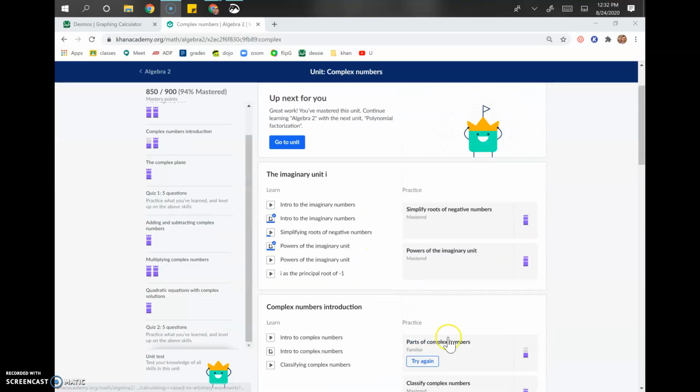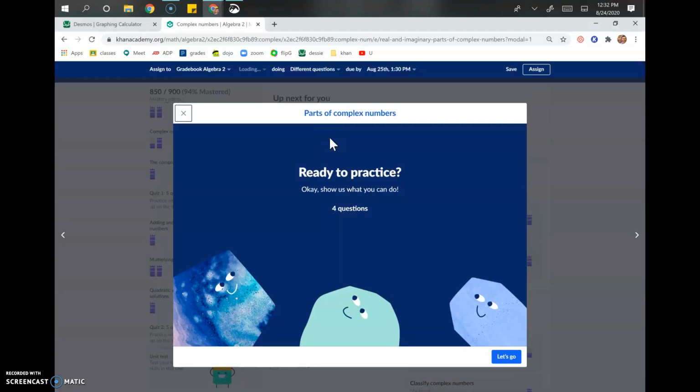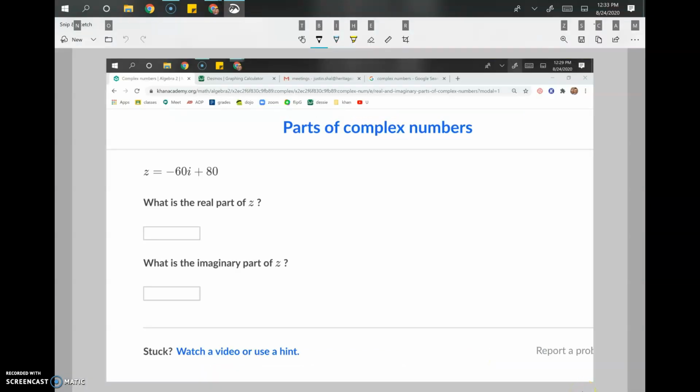Today we're in the Algebra 2 course in the complex numbers unit going over parts of complex numbers. Let's go ahead and get into it. Z equals negative 60i plus 80. What is the real part of Z? What is the imaginary part of Z?